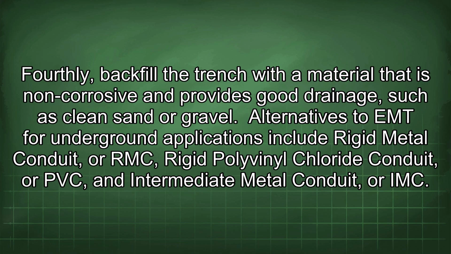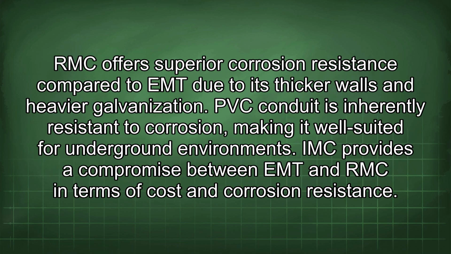Alternatives to EMT for underground applications include rigid metal conduit, or RMC, rigid polyvinyl chloride conduit, or PVC, and intermediate metal conduit, or IMC. RMC offers superior corrosion resistance compared to EMT due to its thicker walls and heavier galvanization. PVC conduit is inherently resistant to corrosion, making it well suited for underground environments. IMC provides a compromise between EMT and RMC in terms of cost and corrosion resistance.